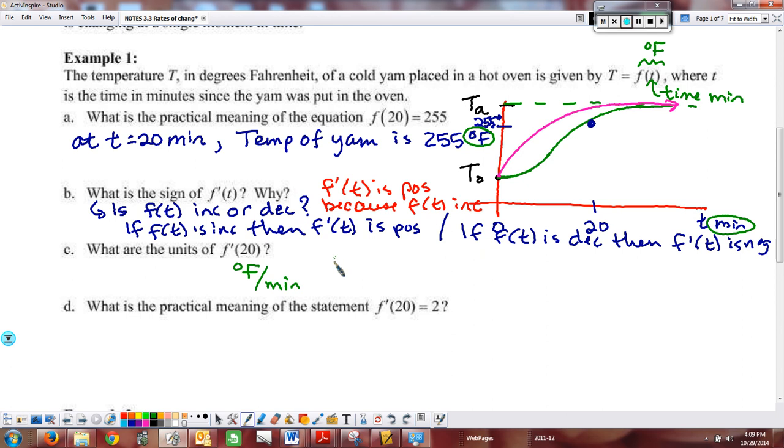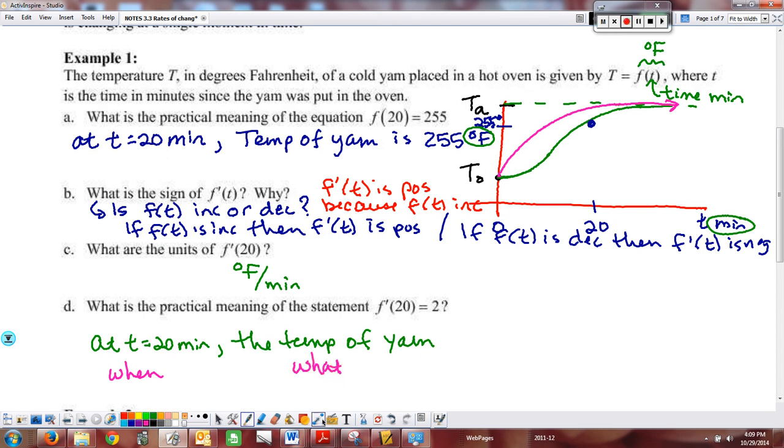And we've talked about this before, this interpretation of slope. You have to always give me the when. So we would be at t equal to 20 minutes. Okay, so this is my when. Then you always follow that with what quantity is changing. The quantity that's changing is the temperature. So we would say the temperature of the yam. Okay, so that's our what in our description, temperature of the yam.